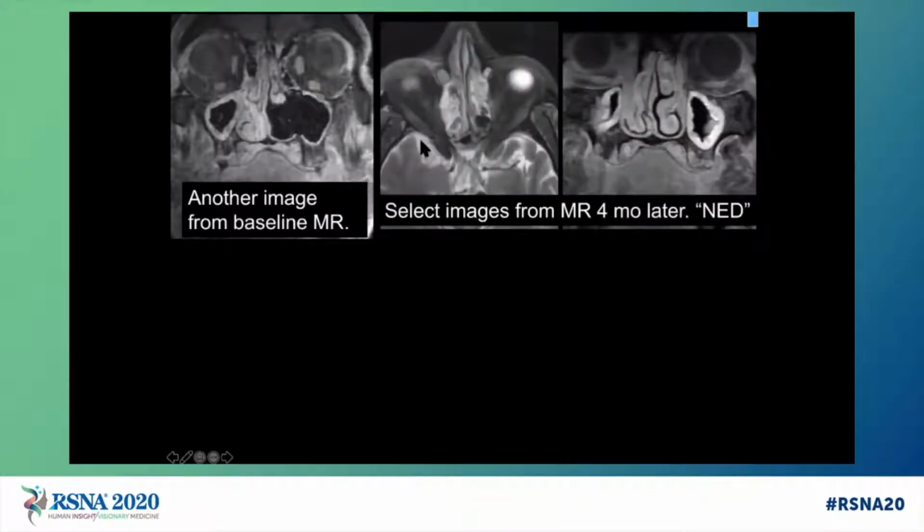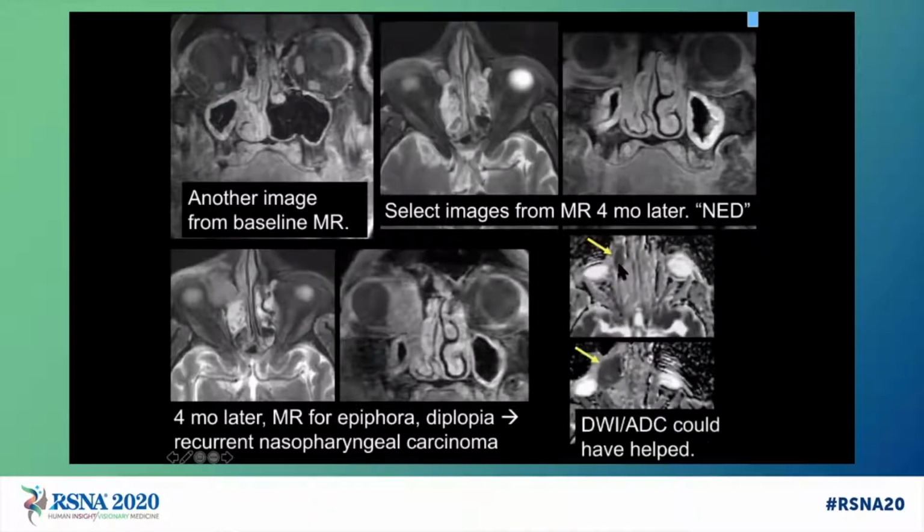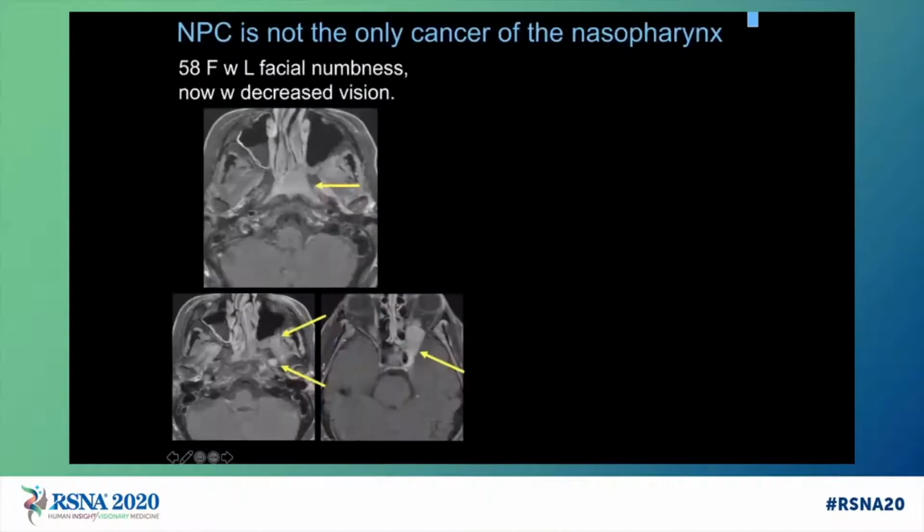A few months later, the patient is interpreted as no evidence of disease, but this subtle recurrence in the nasolacrimal system was not identified. 4 months later, he's more symptomatic. Now he's got an obvious mass and the diagnosis is made. But in retrospect, on this earlier study, the ADC in particular really highlights this early recurrence. And so DWI and ADC may help you with some of these difficult cases.